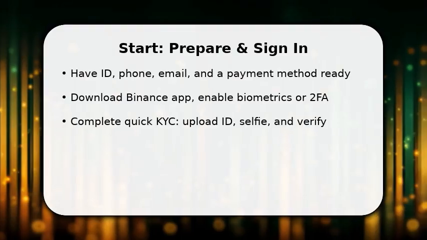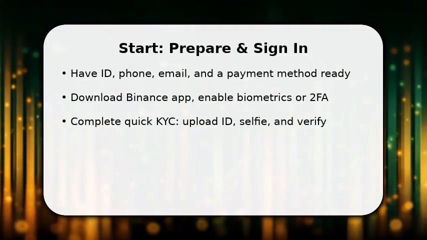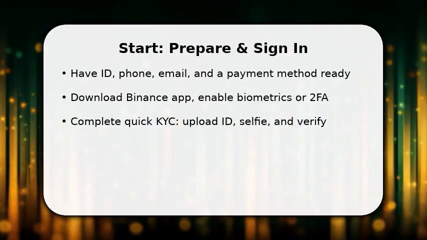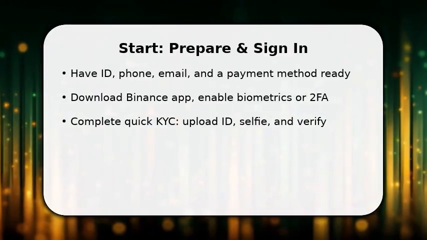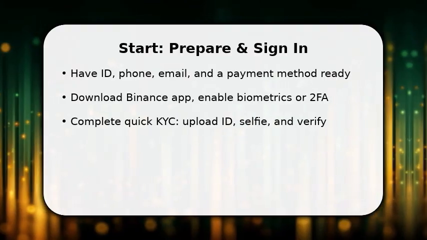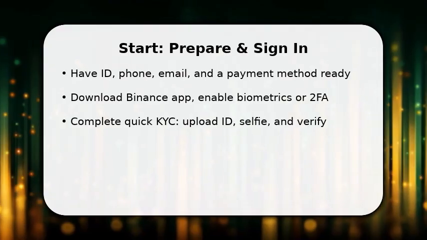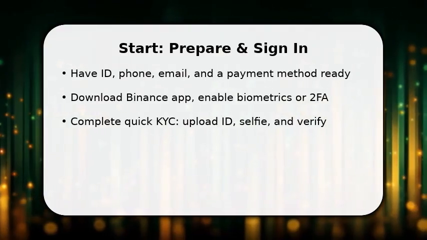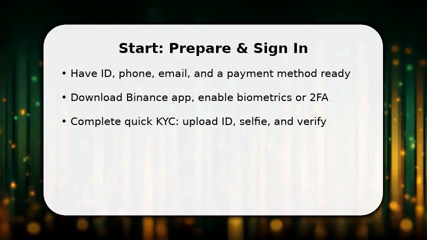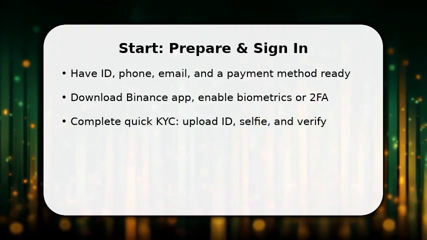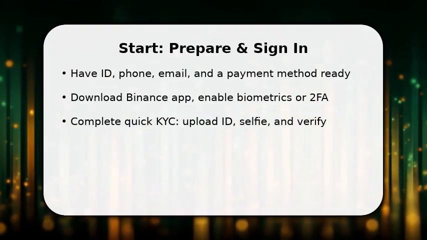You begin by preparing ID, phone, and a payment method. This speeds verification. Open the Binance app and create an account, then enable two-factor authentication or biometrics for security. Once done, complete KYC by uploading your ID and a live selfie. Binance checks documents to unlock deposits and trading limits.